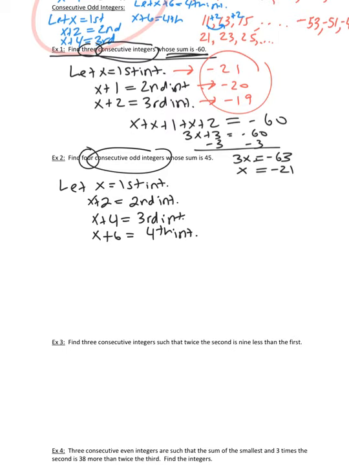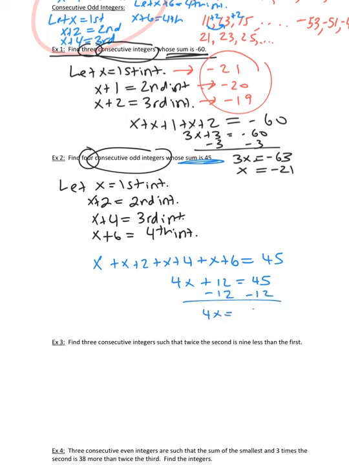And it says their sum is 45. So I'm going to add them up. X plus 2 plus x plus 4 plus x plus 6. Their sum is 45. When I combine like terms, I get 4x plus 12 equal to 45. I subtract 12 on both sides. I have 4x equals 33. That's weird. Something's wrong. Something's wrong with this problem.